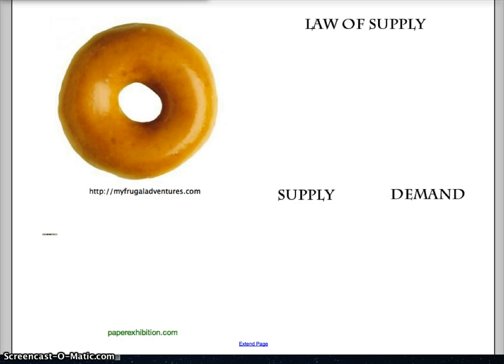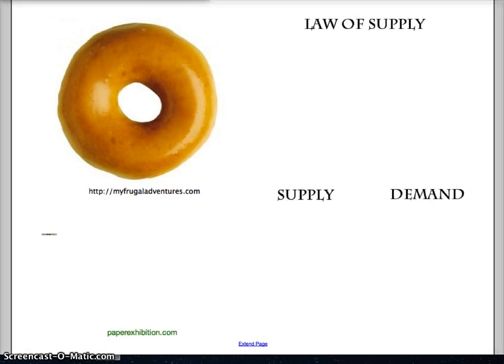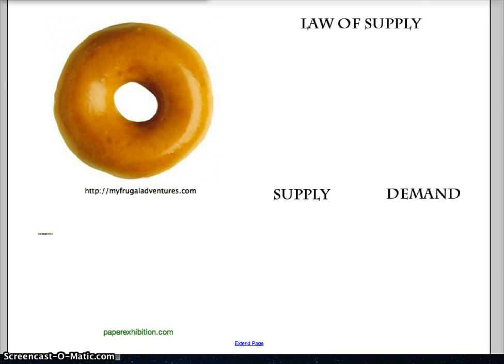Now let's talk about the law of supply and the law of demand. The law of supply says if the price goes up, then the supply will go up. If the price goes up, the supply will go up.